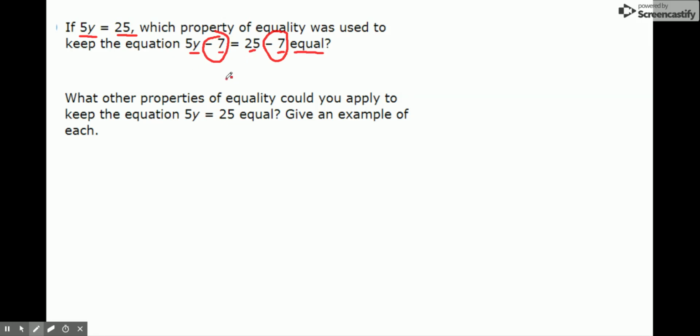It's kind of like say you had a balance scale, right? And over here you had 5y, and over here you had 25. Well, right now, this was already equal and balanced nicely. But then we took away 7 over here. So what likely would happen if you took away 7, this side will go down. But wait, if I take away 7 over here too, it'll balance back out and it'll be equal again. So in this case, the property of equality that was used would be subtraction. So this was used, the subtraction property of equality.